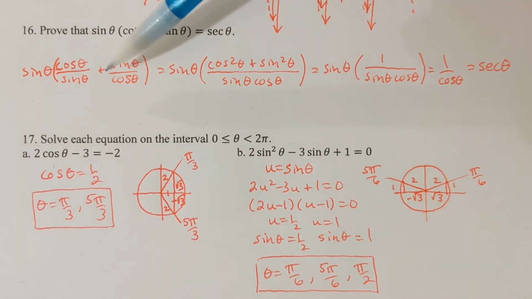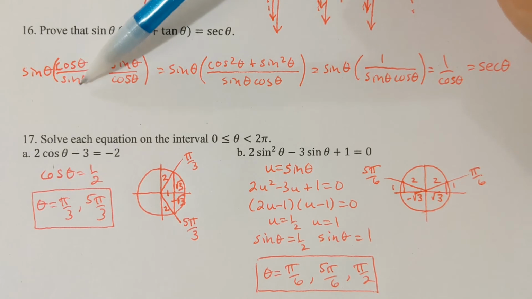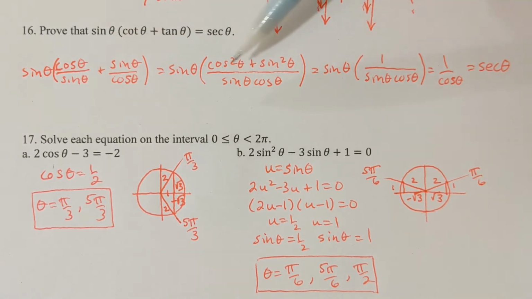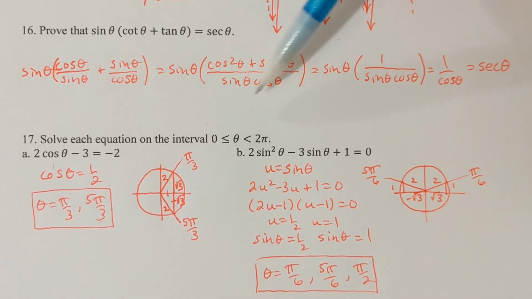The first thing I'm going to do here is rewrite the left side so that it's all in terms of sines and cosines. That can be a good strategy. Tan theta is the same as sine theta over cosine theta. Cotangent theta is the same as cosine theta over sine theta. Inside the parentheses, I'm going to combine this into a single fraction. My common denominator would be sine theta cosine theta.